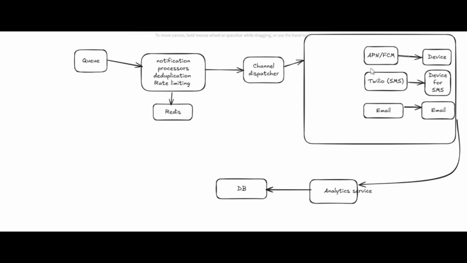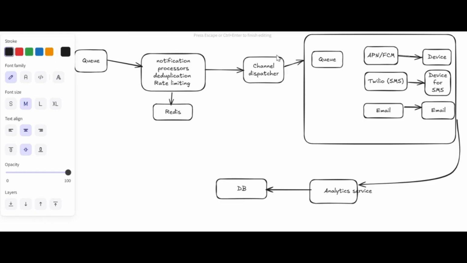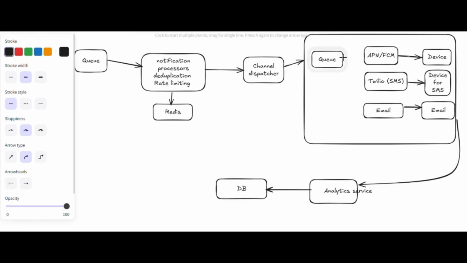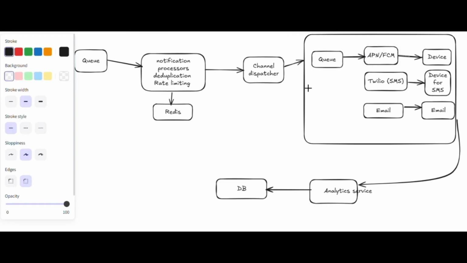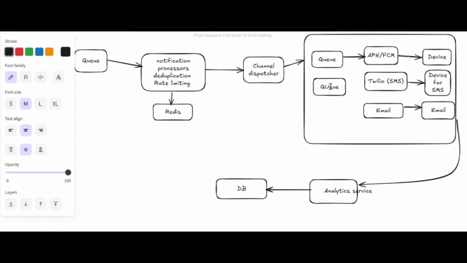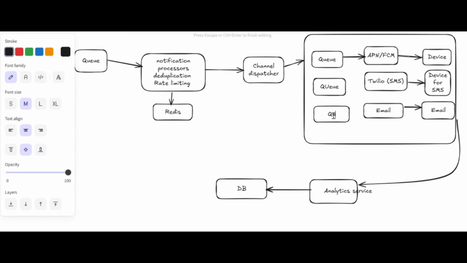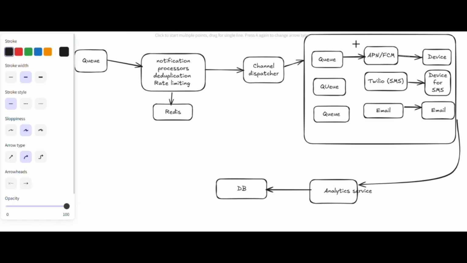A second approach is retry queues. Here, I would like to apply retry queues. We will add a separate queue for each type of notification. So for APN or FCM, there will be a separate queue which will handle only push notification related data. For Twilio, we will add another queue which will have data related only to SMS notifications. And same thing, we will add a third queue which will handle only email related notifications, so it will be the email queue. And each queue will have its own retry mechanism.